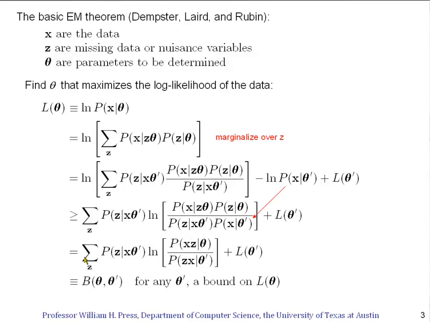1 is 0, and this B function, which I think I was circling wrong just a second ago, includes all of these terms up here. This B function then becomes exactly equal to L of theta prime. Also notice that because of Jensen's inequality, this function B of theta, theta prime is always a lower bound to L of theta.